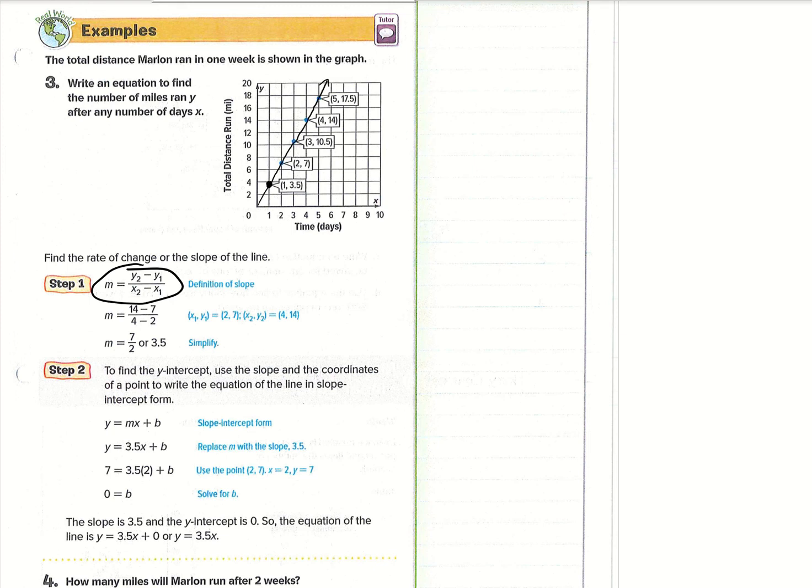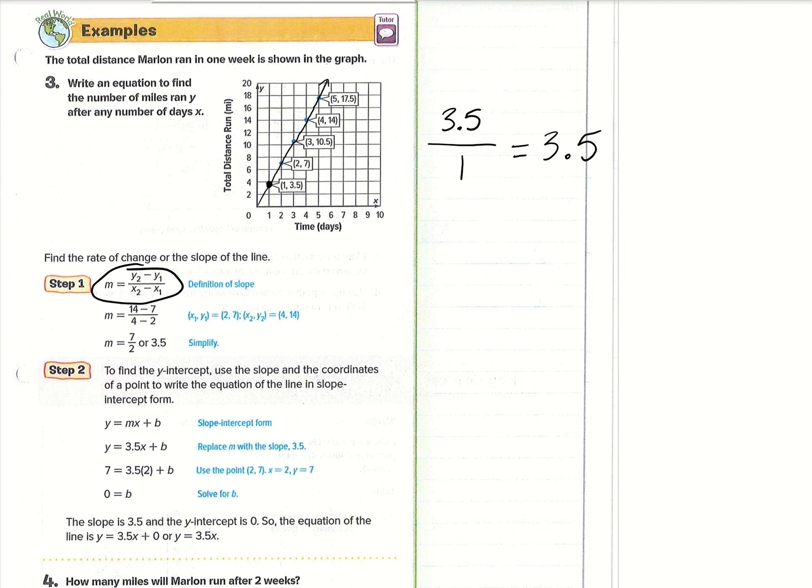This is the line that we need, which has a slope where the rise was 3.5, not 3. Sorry, I think I said 3 earlier as well. The rise is 3.5, and then your run is just 1. So we have 3.5 over 1, which equals 3.5.